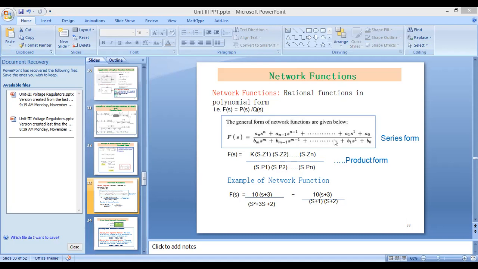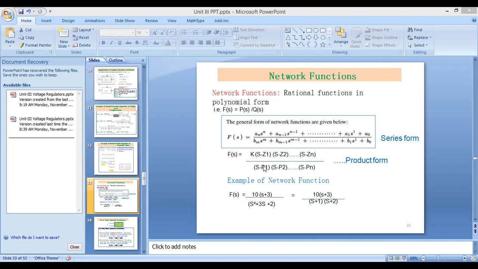So if we are converting that rational function, or the series form, into the product form, how can we convert it? We take a_n, a_n minus 1, up to a_0 as constant terms, and we call that constant K. If we have s to the power n, we can write s minus z1. If we have s to the power n minus 1, we can write s minus z2, like this. And you can use the same method for the denominator also.